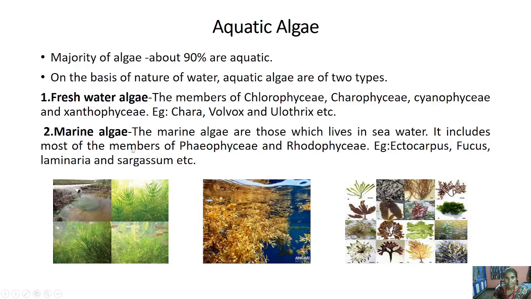Then the second category in aquatic algae is marine algae. The marine algae are those algae which live in seawater, or water which is concentrated with salt. It includes most of the members of Phaeophyceae, that means brown algae, and red algae. Examples of marine algae include Ectocarpus, Fucus, Laminaria, and Sargassum. Here we can see Sargassum, which is an example of marine algae. Here we can see some of the brown algae and red algae along with the green algae.